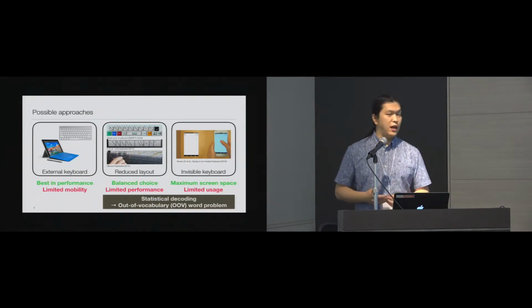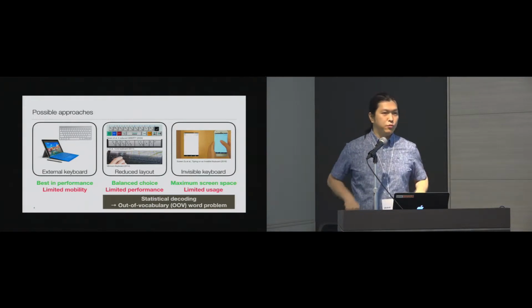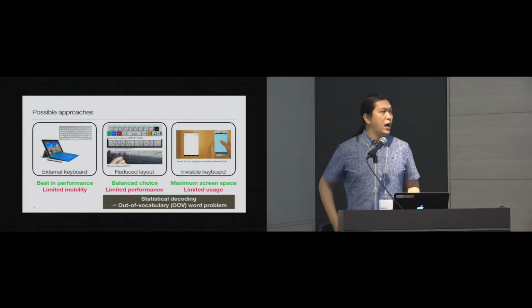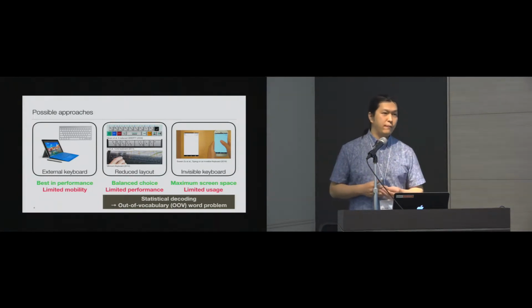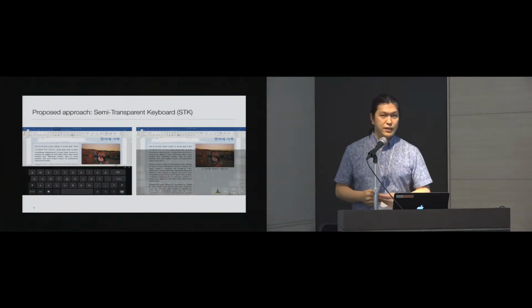One extreme of that kind of approach is the invisible keyboard, which was recently presented. There is no keyboard presented, and only the touch points are decoded by the statistical decoder to produce a word. However, they have an out-of-vocabulary words problem. And if you are working on some specific domain, there is a lot of chance that you are dealing with non-vocabulary words, which is a problem especially when using a productivity suite. So our approach is using a semi-transparent keyboard.